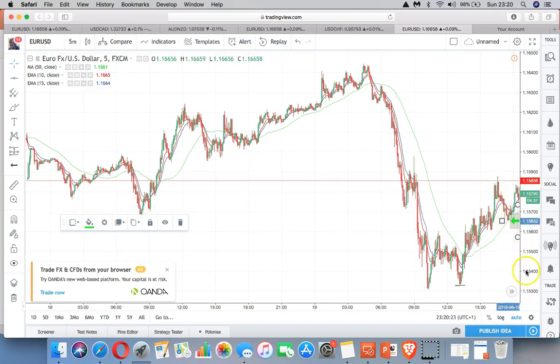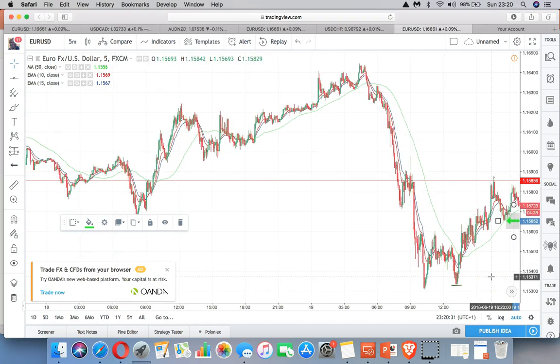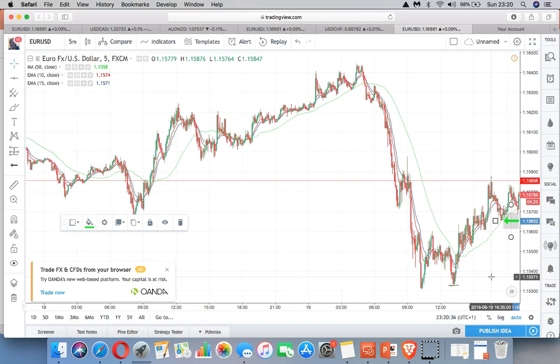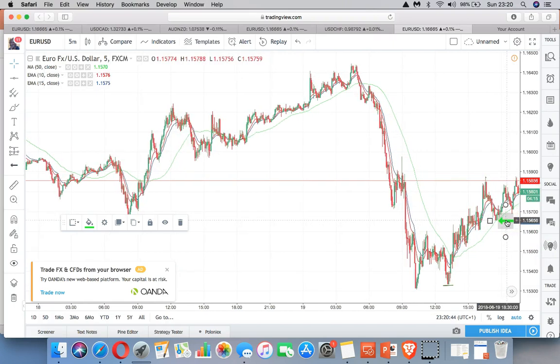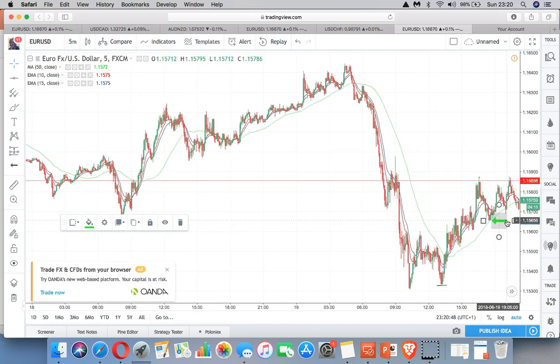All right, so I'll probably jump back in here after exiting around here or there, and then go back in at the pullback and see how we can ride this again for some more pips. Right now, I'm not panicking because it's just touching this 50-period moving average, and just keep going, and that is how you are going to keep backtesting your strategy and see how you are going to respond.